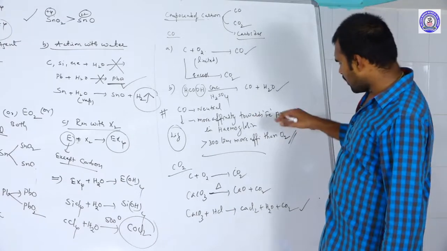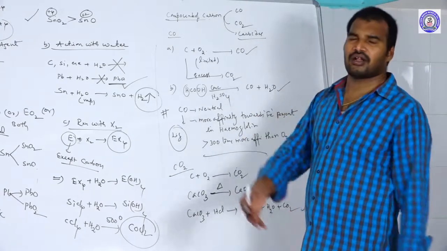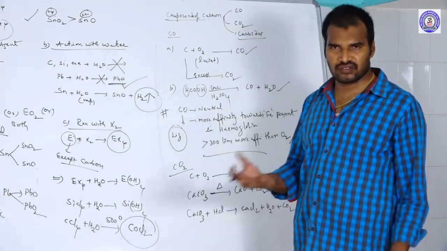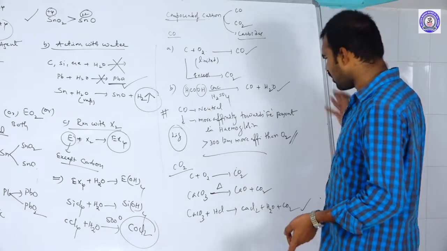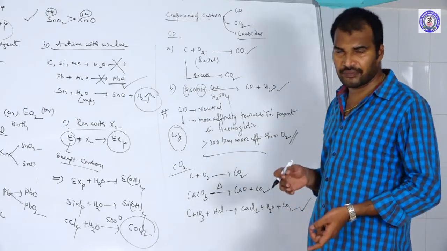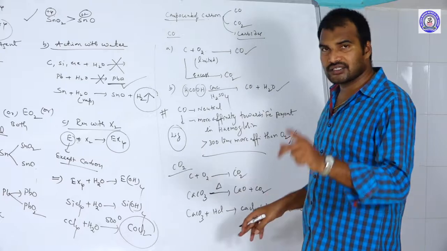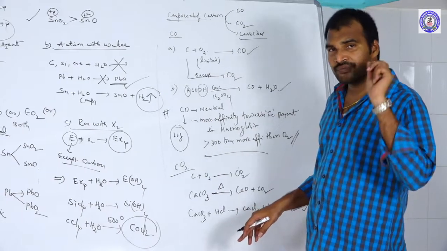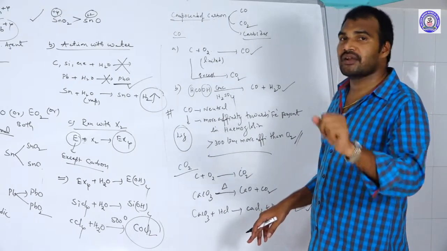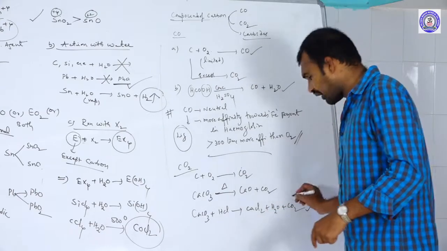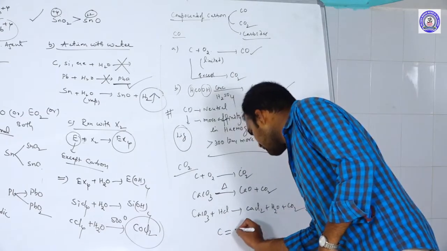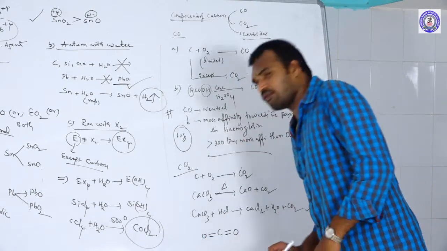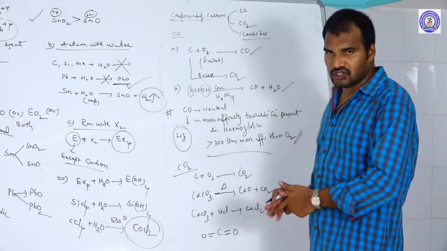Combustion of fossil fuels and combustion of hydrocarbons are other ways. Fossil fuels are nothing but hydrocarbons. All of this releases carbon dioxide into the environment. Carbon dioxide is acidic in nature. What is its hybridization? sp hybridization. Why? Because the structure is O double bond C double bond O. This is the structure of carbon dioxide.